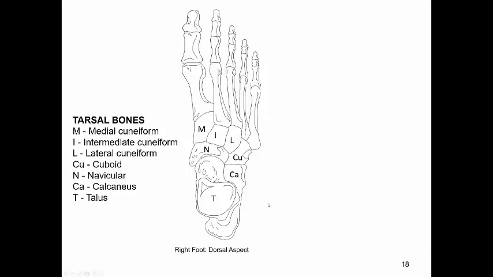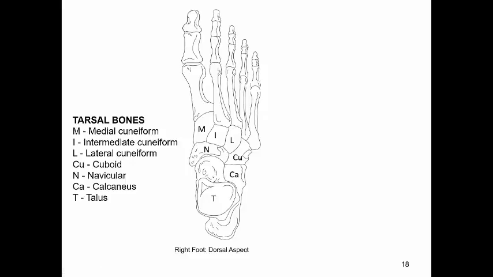If we start superiorly, we see the talus sitting on top of the calcaneus, which forms the heel of the foot. If we progress distally along the medial side, we first see the navicular and then come to the 3 cuneiforms, which are designated medial, intermediate or middle, and lateral cuneiform. Finally, we finish with the cuboid most laterally.